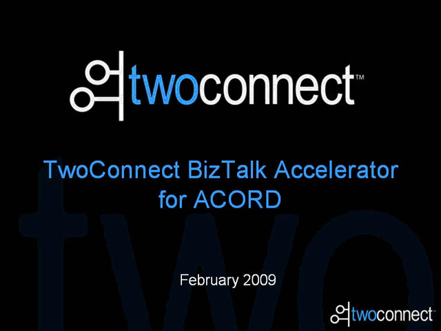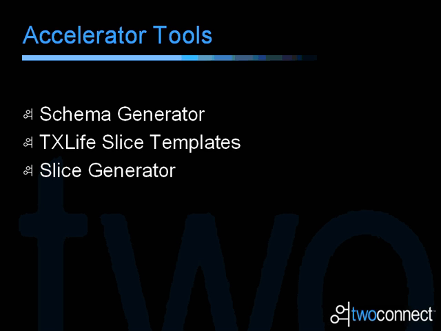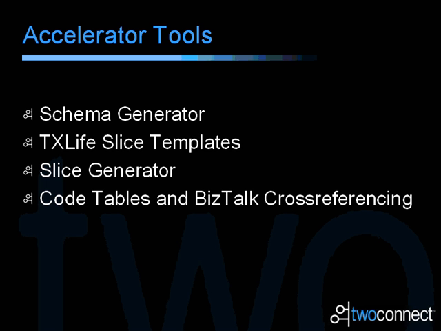We'll be looking at the schema generator, a Visual Studio plugin for accessing ACORD schemas and slices, TXLife slice templates for the business messages defined by ACORD, the slice generator for creating custom slices based on any number of XML instances, and finally, ACORD code table integration with BizTalk cross-referencing.